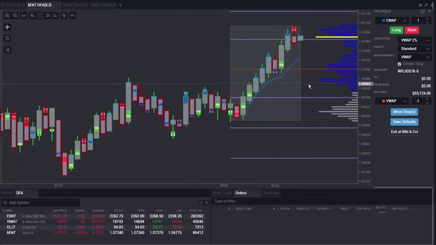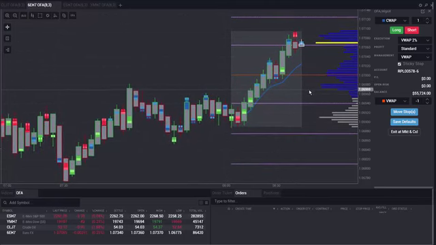Now in this, you're going to see that we have a standard profile over here, and it shows that we're currently inside of value and there's a point of control. But more importantly, we have this little blue line. This is the CWAP, or Cluster Weighted Average Price. It's a proprietary indicator that we use for following the trend when we isolate swings like this.